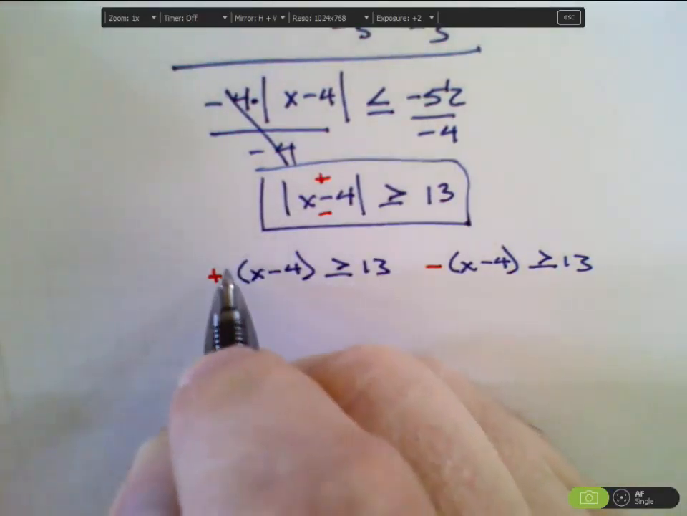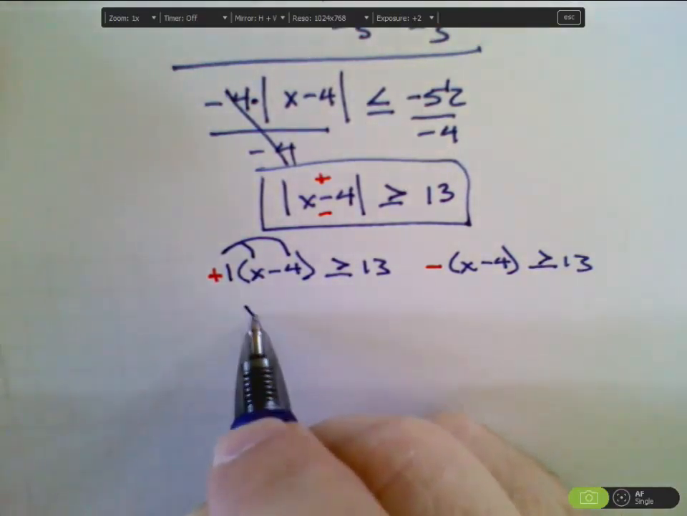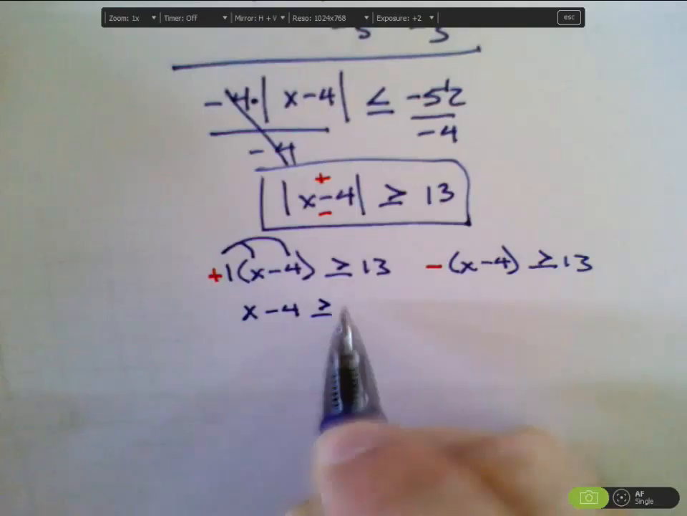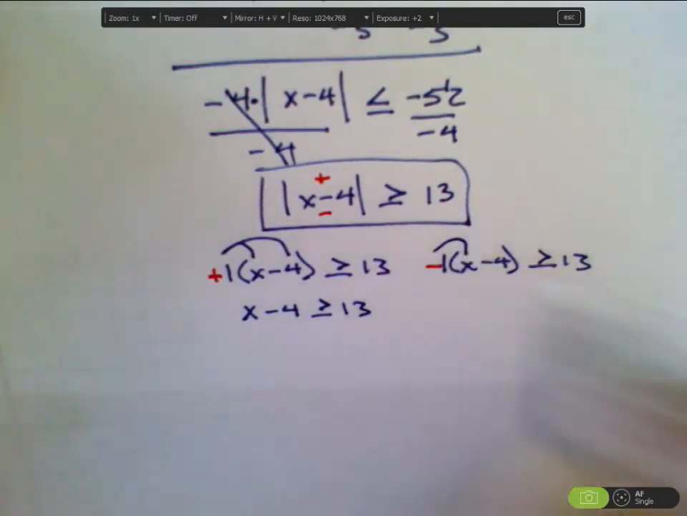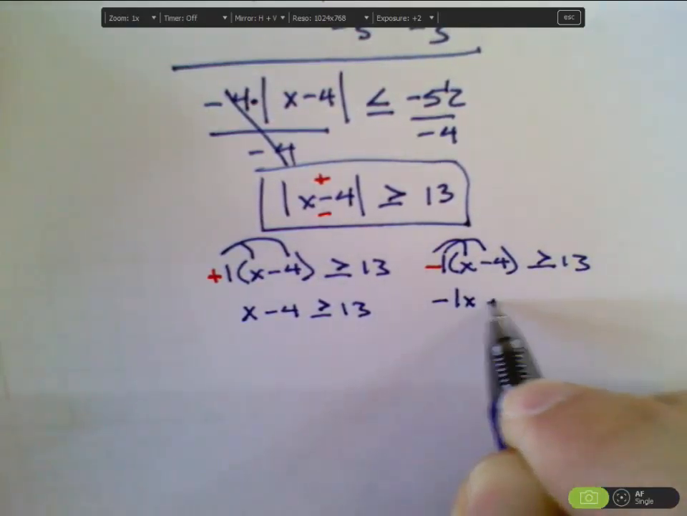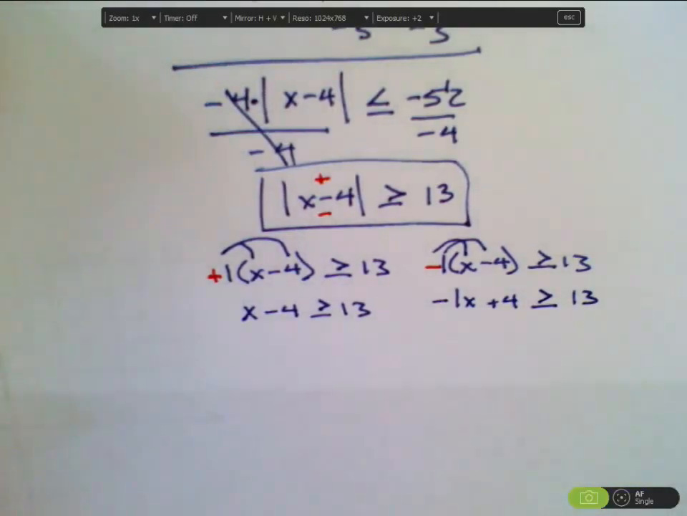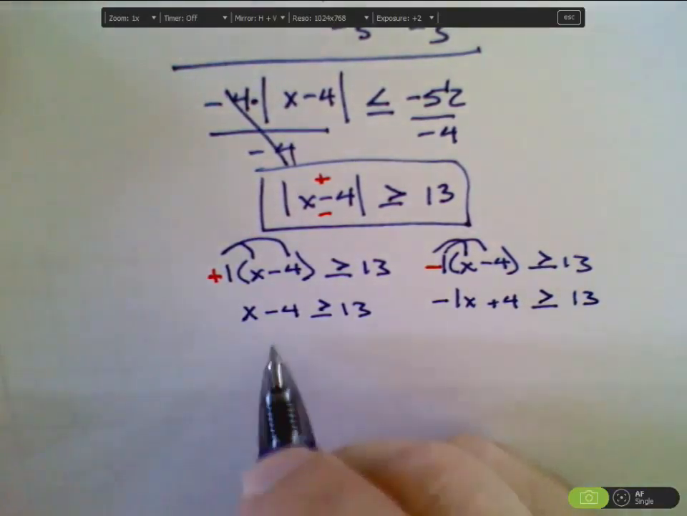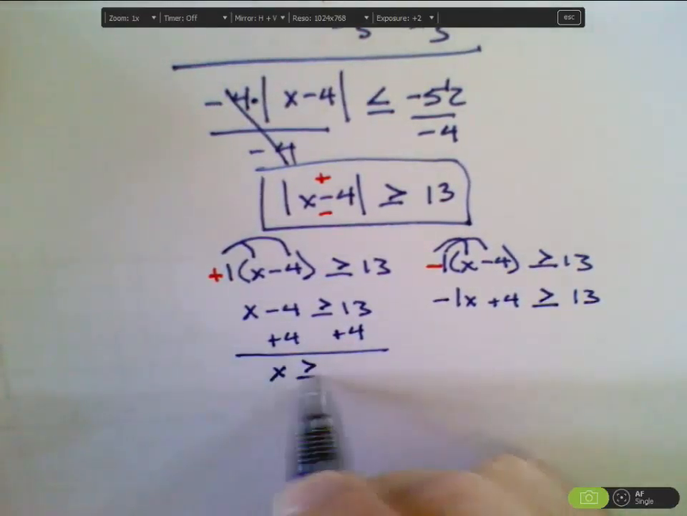If there's no number, you assume a 1. We're going to distribute a positive 1. Nothing's going to change, so we have x minus 4 is greater than or equal to 13. Again, here we distribute a -1. We'll have -1x plus 4 is greater than or equal to 13. Okay? Here I would add 4 to both sides. X is greater than or equal to 17.